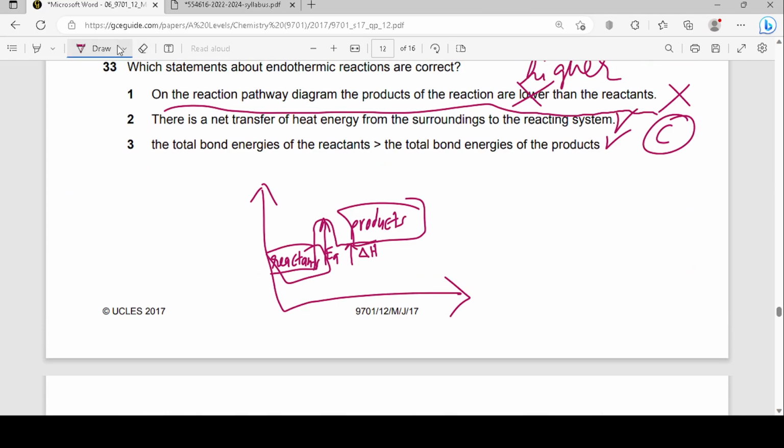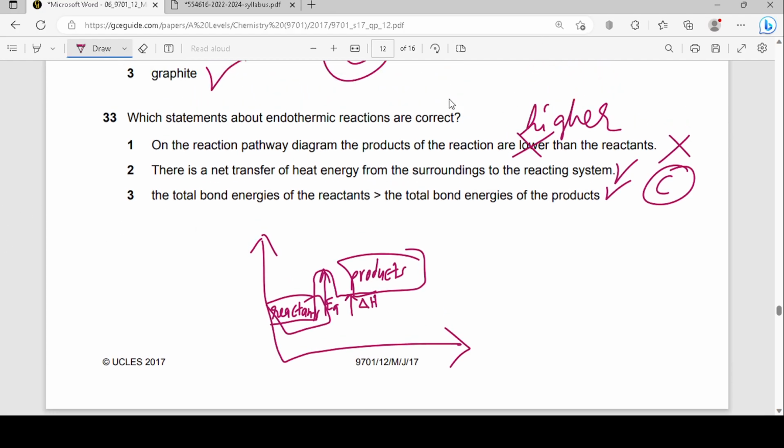But you can read the options and figure it out. So let me read the options now. There is a net transfer of heat energy from the surroundings to the reacting system. From the surroundings to the reacting system, that is right. Energy is absorbed by the system. So yeah, that's right. It's endothermic. There's a net transfer of heat energy from the surroundings to the reacting system.